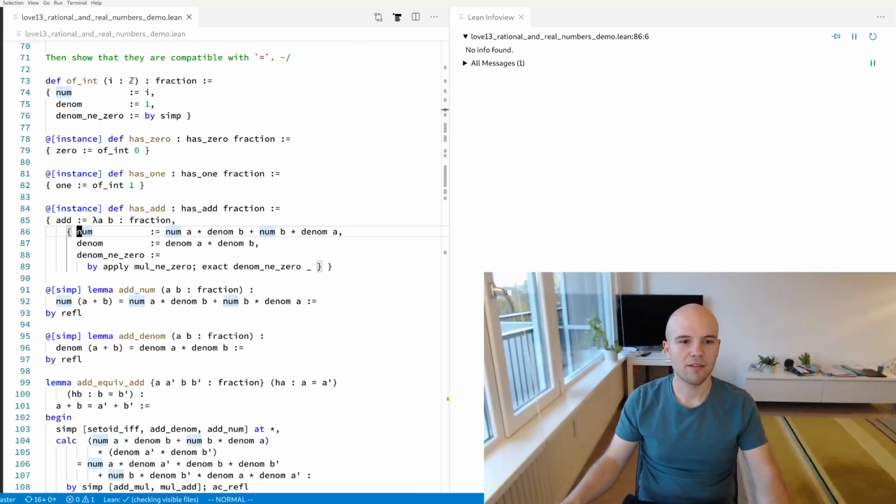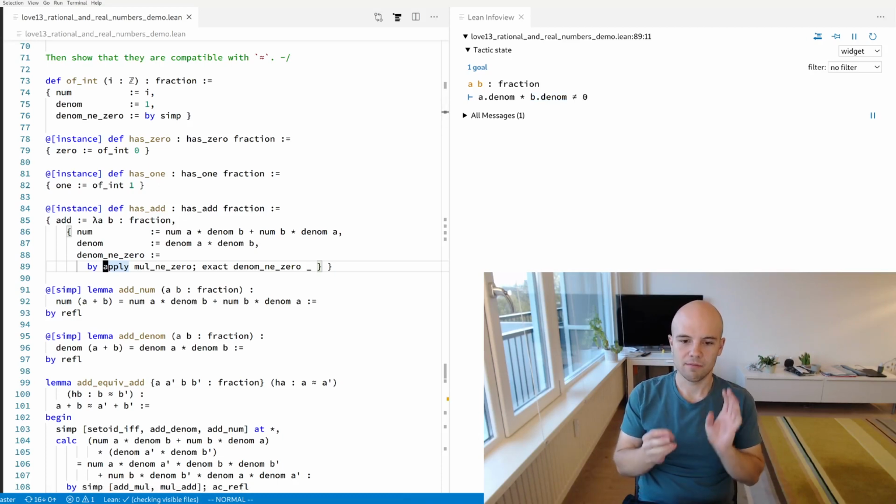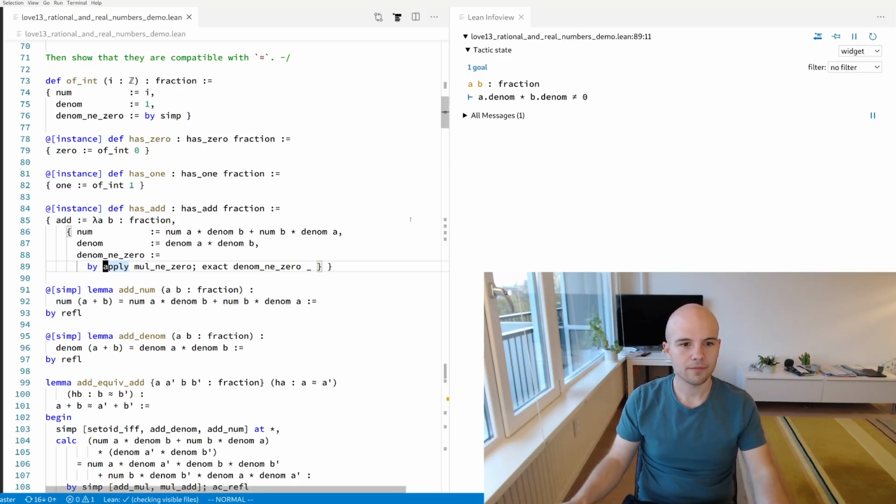Okay, and now we still need to prove that the denominator is not equal to 0, so that we have a valid fraction. And this follows using the not equal 0 lemma. Because on integers we have that multiplication of two integers is non-zero if and only if both of them are non-zero. And again, we restate the definition of the operation using lemmas, as this makes reasoning easier.